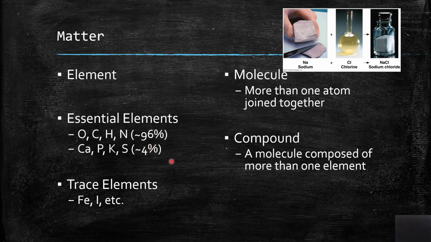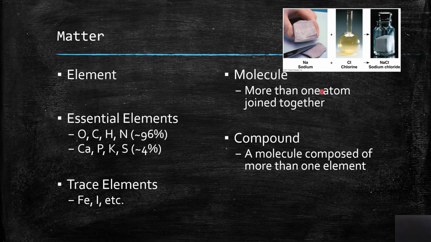Now, those that make up even less of the percentage of the elements found in life are the trace elements. And these are important for health, but you just don't find them in very high quantities. So things like iron, which you'd find in hemoglobin, or iodine, and other elements that are just not needed in very large quantities. So elements are this basic idea of this building block of life.